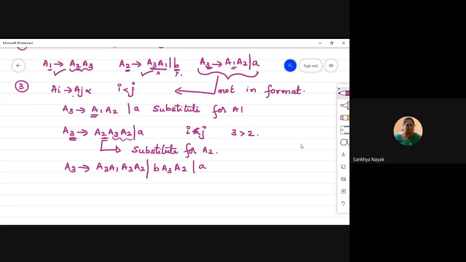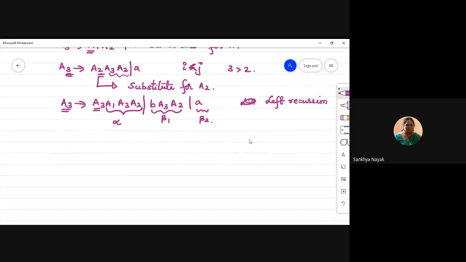Okay. So now if you see this particular equation, it has recursion. It has recursion because A3 is deriving A3. So it has a left recursion and we have to remove left recursion. To remove left recursion, this will become alpha, this will become beta 1 and this will become beta 2. If you have forgotten, alpha is the term which is left after you have the left recursion term. So A3, and because of this A3 you have left recursion, so the remaining terms become alpha. And any term which is derived from A3 and does not have left recursion becomes a beta.